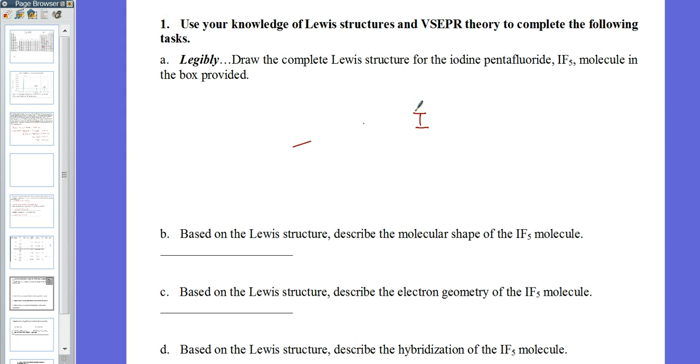Now it's a halogen, so there are 7 valence electrons: 1, 2, 3, 4, 5, 6, 7. Now fluorine has 7 valence electrons. You have 5 of them, so each one's going to need 1 more to complete its octet. So your objective here is to give all these terminal atoms a complete octet.